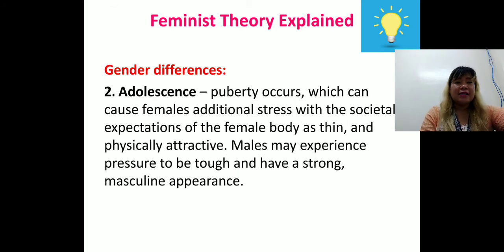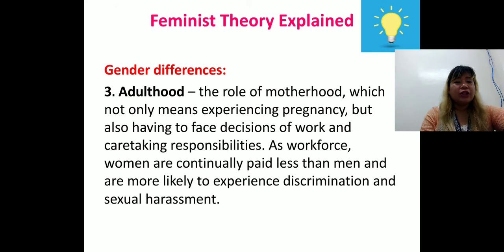Next is adolescence. When puberty occurs, it can cause females additional stress with the societal expectations of the female body as thin and physically attractive. Males may also experience pressure to be tough and have a strong masculine appearance. Next is adulthood. The role of motherhood not only means experiencing pregnancy, but also having to face decisions of work and caretaking responsibilities. As workforce, women are continually paid less than men and are more likely to experience discrimination and sexual harassment.